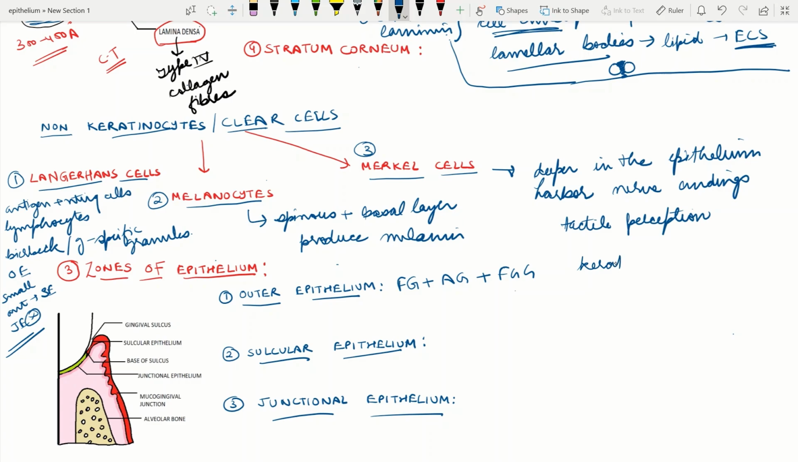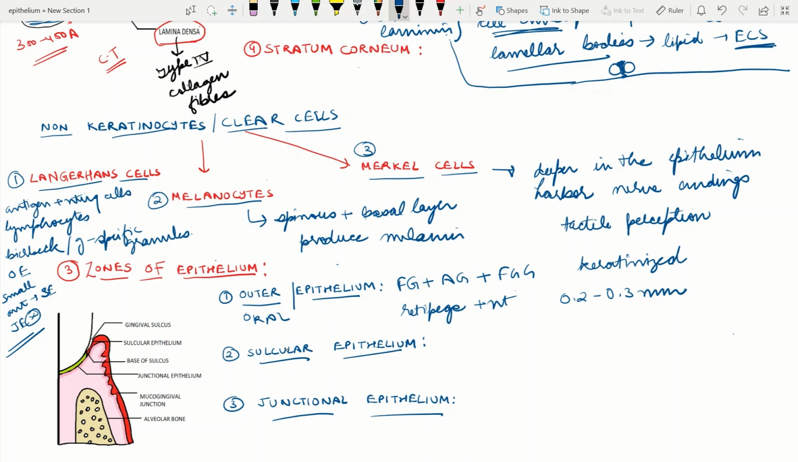This particular epithelium is keratinized. It has rete pegs present. As you can see, there are many rete pegs present here in the outer epithelium. Here you can see it has all the 4 layers of epithelium that we have already discussed above, and the thickness of this epithelium is 0.2 to 0.3 mm. So this was all about your outer epithelium or your oral epithelium.